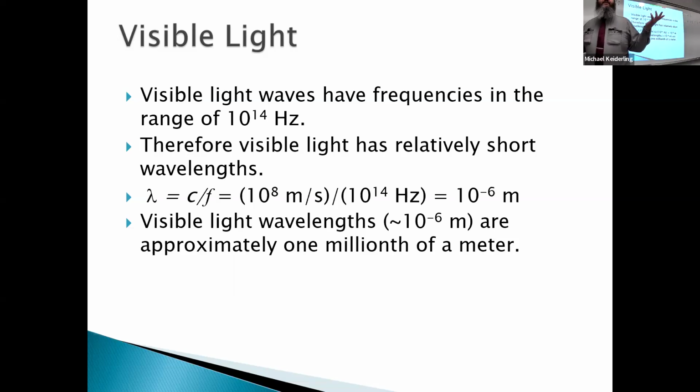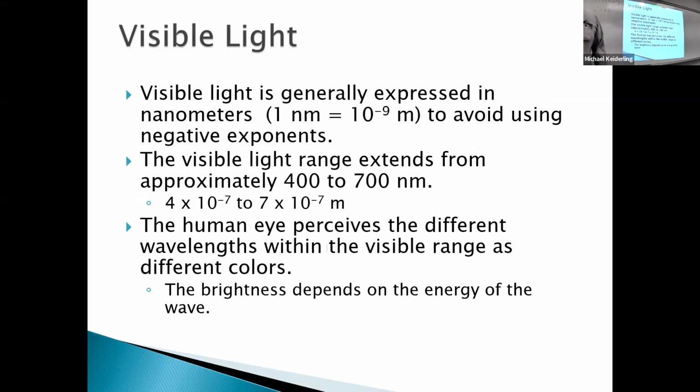They're in the hundreds of nanometers range. Visible light actually ranges from around 400 nanometers to around 700 nanometers. We generally express the wavelengths in nanometers because 1 nanometer is 10 to the minus 9, so we don't use negative exponents. But the visible light range extends from 400 to 700 nanometers, or 4 times 10 to the minus 7 to 7 times 10 to the minus 7 meters.